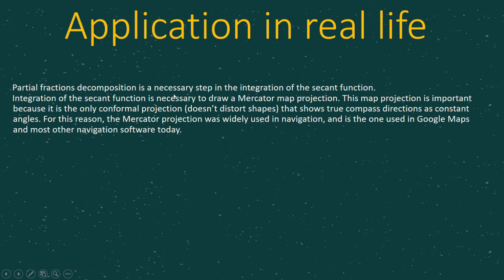Application in real life. Partial fraction decomposition is a necessary step in the integration of the secant function. Integration of the secant function is necessary to draw a Mercator map projection. This map projection is important because it is the only conformal projection. It doesn't distort shapes and shows compass directions as constant angles. For these reasons, the Mercator projection was widely used in navigation and is the one used in Google Maps and most other navigation software today.